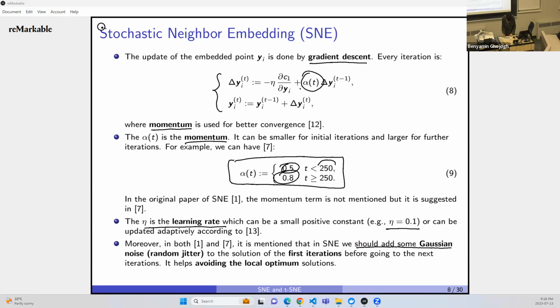And also, we should add some Gaussian noise or random jitter to the solution of the first iterations before going to the next iterations. It helps avoid local optima. Apparently, Hinton and van der Maaten, I think Hinton was a professor at that time and van der Maaten, I guess, was a student, went and coded the idea that they had. They saw that it's not working well. It should work well theoretically, but in practice it didn't. They said, let's do some hacks, some techniques. Let's add some random noise in the initial iterations. And then they saw it works well. So this is just some heuristics that they tried.